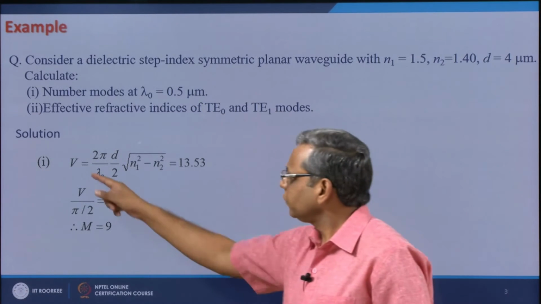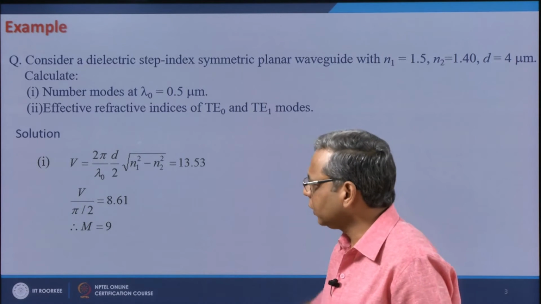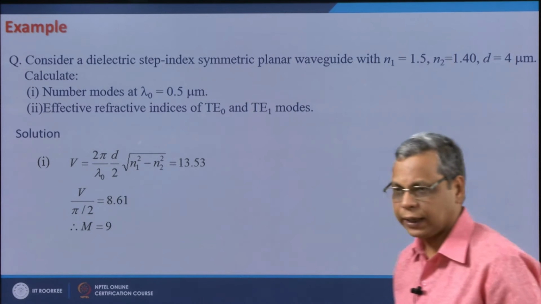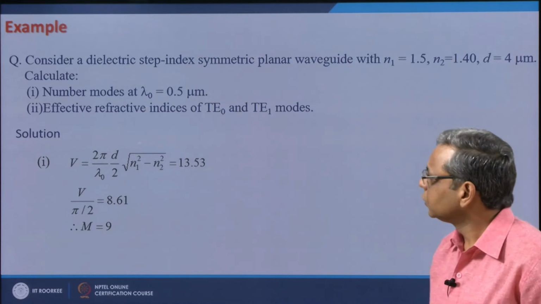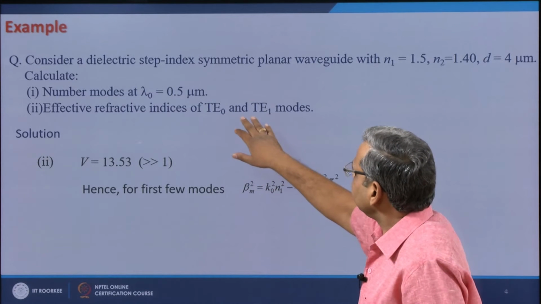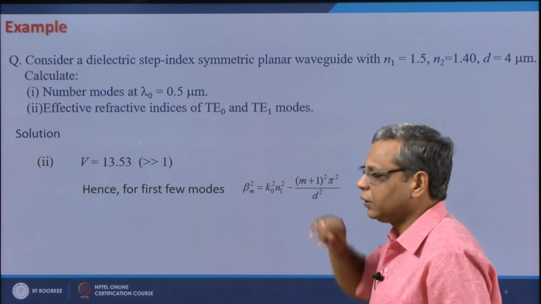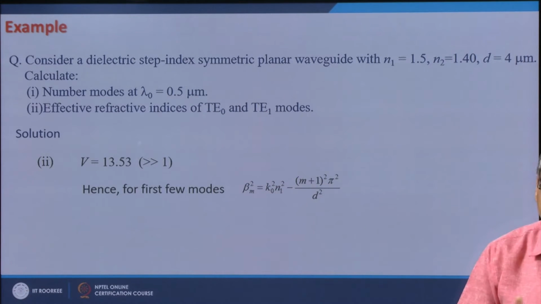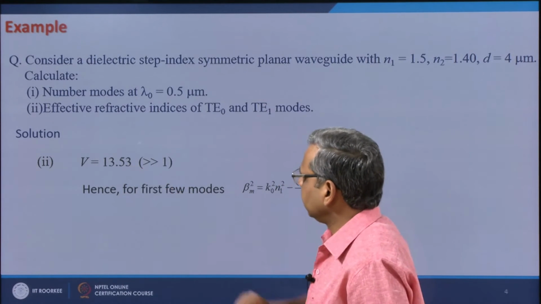If I divide this value of V by pi by 2, this number comes out to be 8.61. So, the number of modes supported would be 9. I can see this value of V is very large. So, it would be now easier for me to find out the propagation constants of TE0 and TE1 mode even without solving the transcendental equation, since it is much larger than 1.